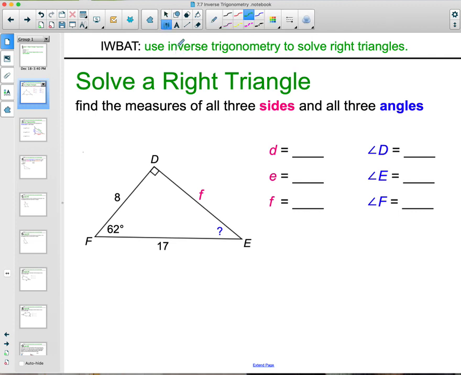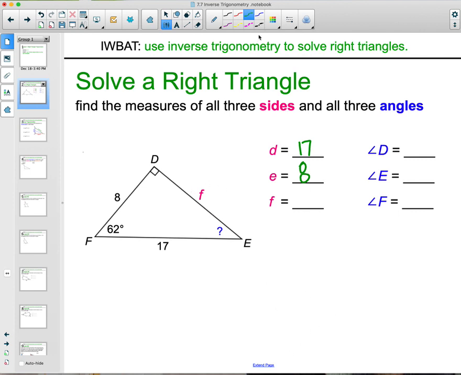So for this example, when we're talking about sides in lowercase letters like this, it means the side across from angle D. If we take a look at angle D, across from that is 17, so this would be considered side D, which is 17. Here's angle E, and across from angle E is side E, which is 8. Then we would need to find F.